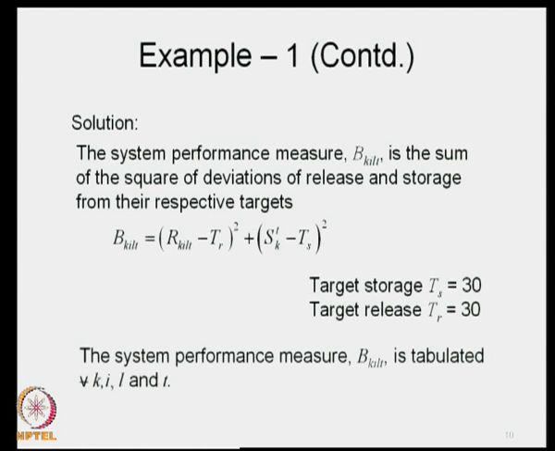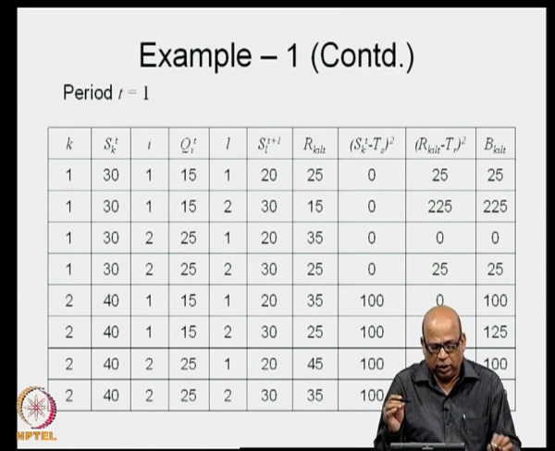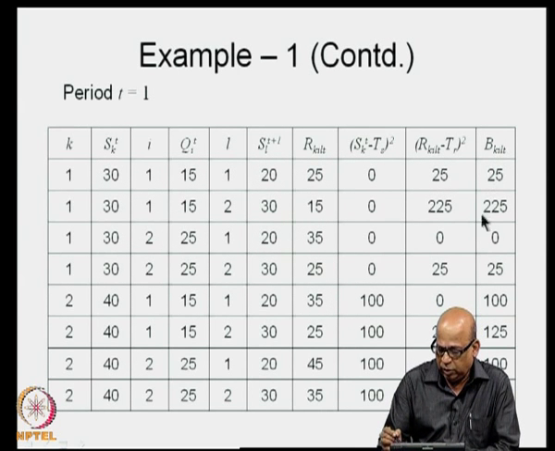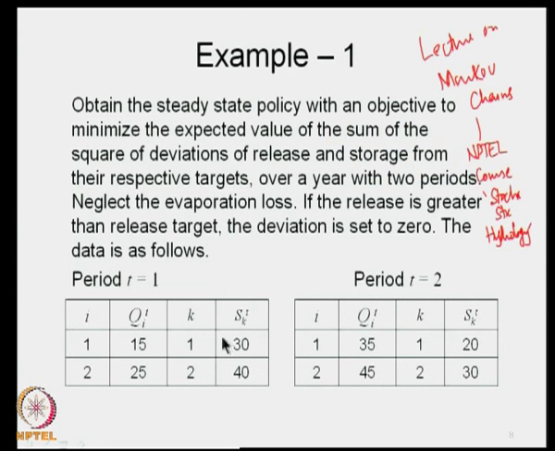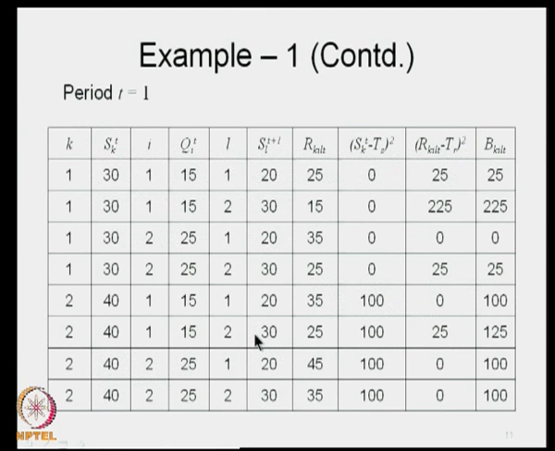So, as a first step we tabulate the system performance measure BKLT, that is we calculate the BKLT. Look at this, we start with k is equal to 1, I is equal to 1, L is equal to 1, in time period t is equal to 1. When k is equal to 1, we know that SKT is 30 units. So, we put 30 units.